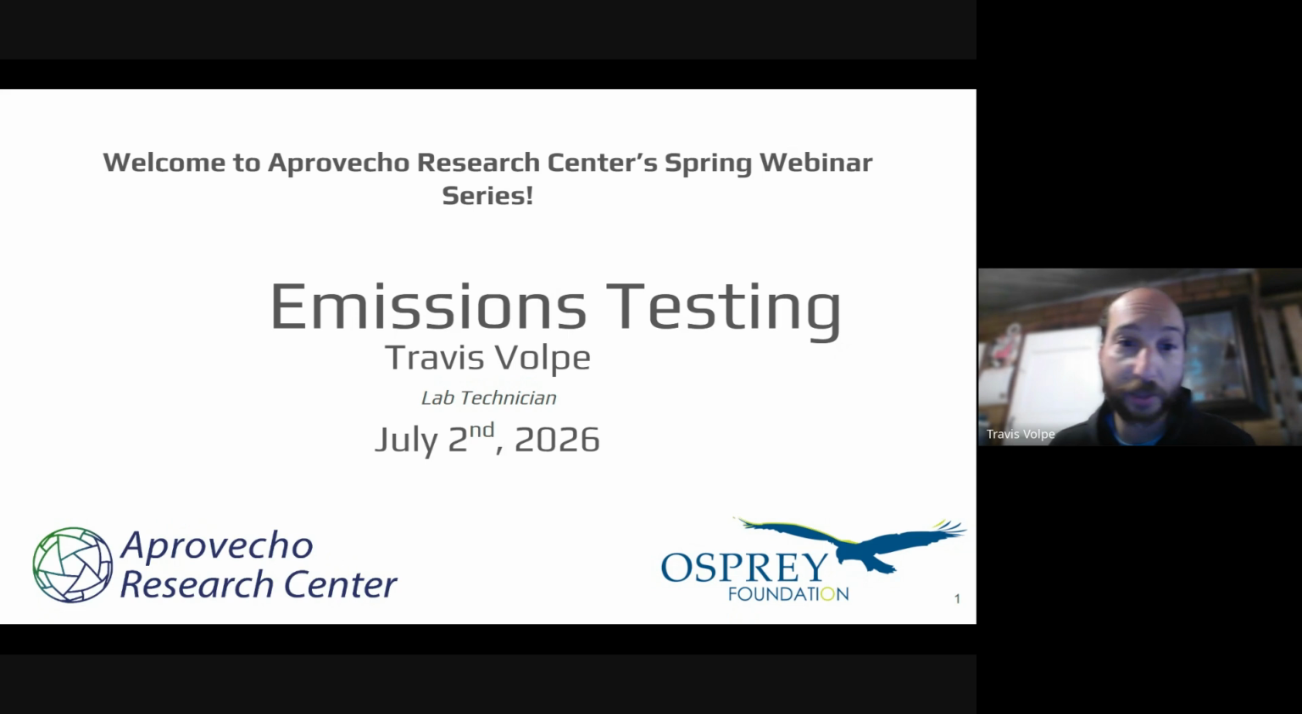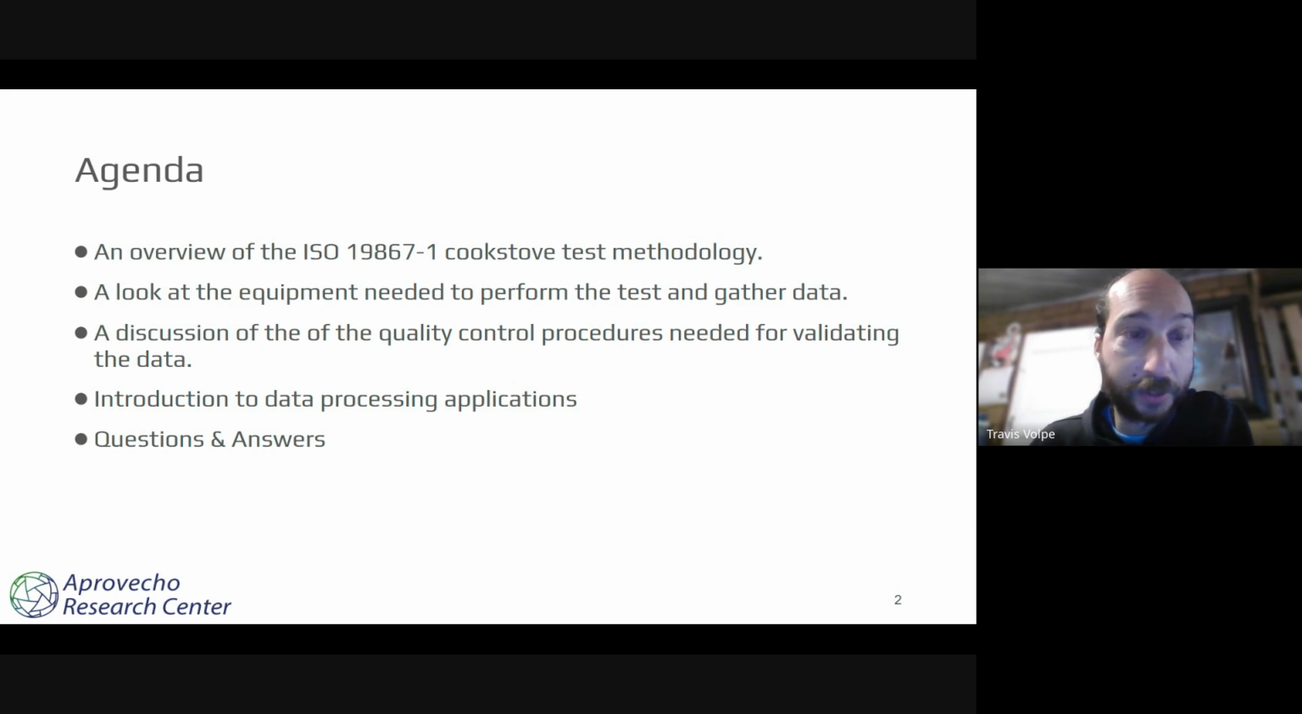Today, we're going to be talking about emission testing. We'll have a little overview of both the test methodology as well as the equipment that we use to gather data and take measurements and come up with our test results. So we'll just jump in here. Again, we'll be looking at the ISO 19867-1 cookstove test methodology. This is the standard that we use in the labs to compare different cookstoves.